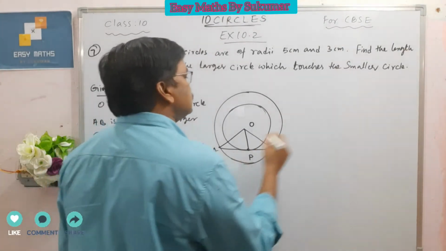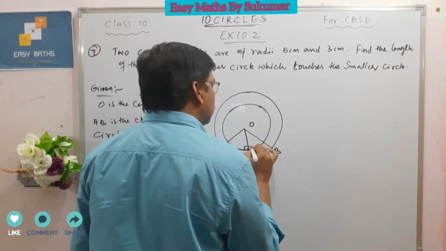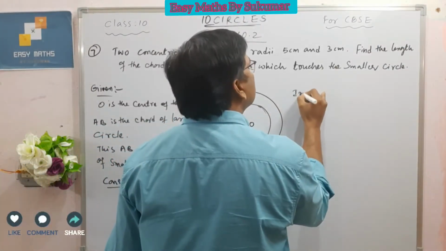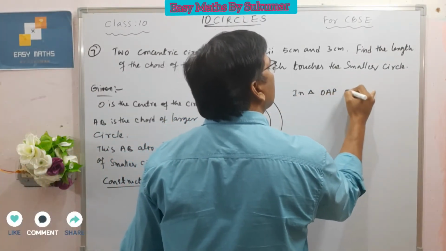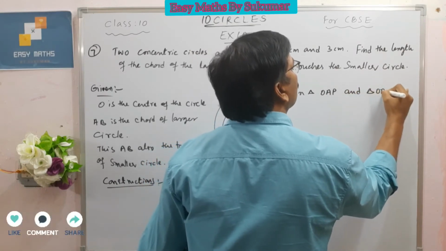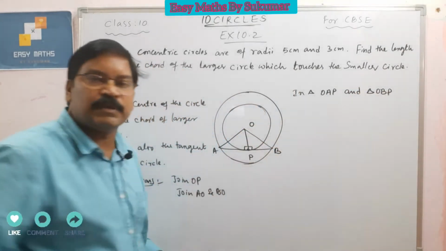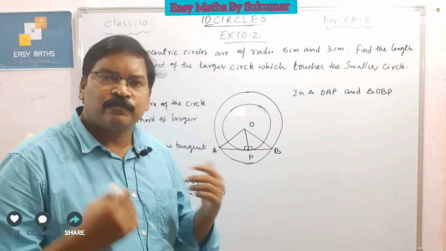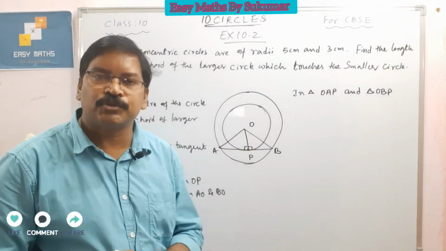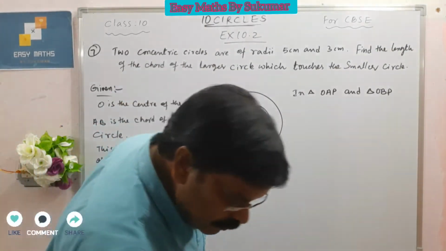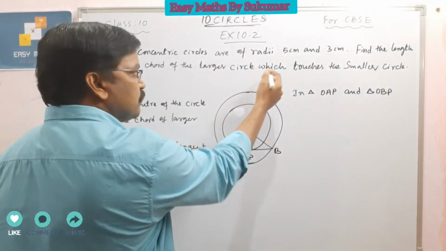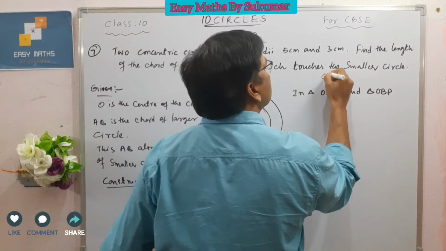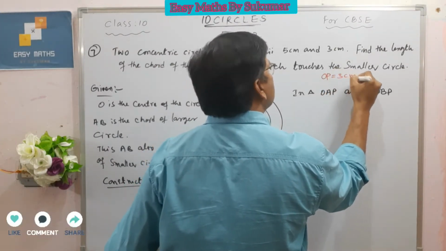So my dear students, take the two triangles, triangle OAP and triangle OBP. We'll prove that the two triangles are congruent to each other. Actually, what is given, my dear students, here? The radius of the smaller circle is 3 centimeters. This OP is equal to 3 centimeters.